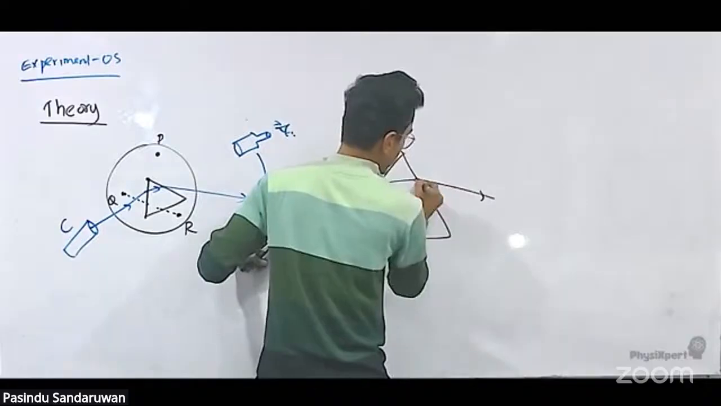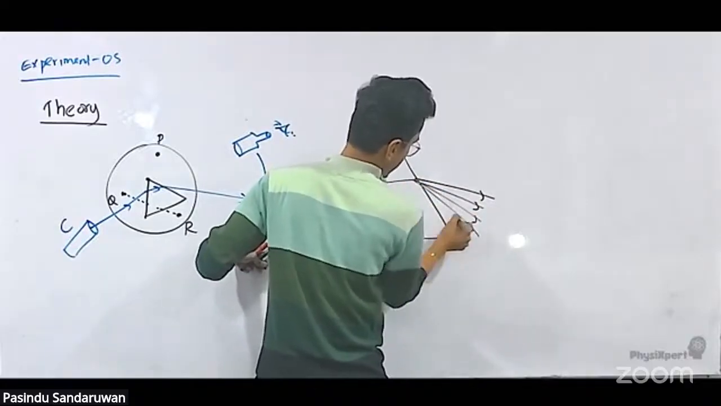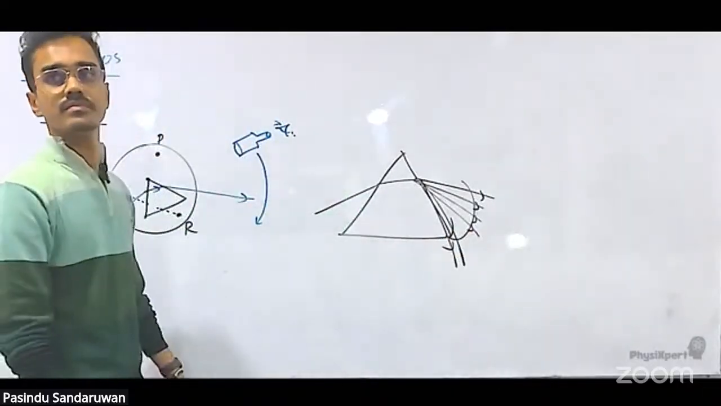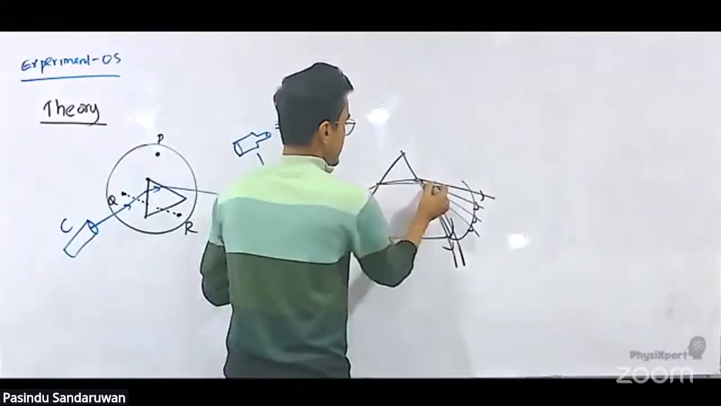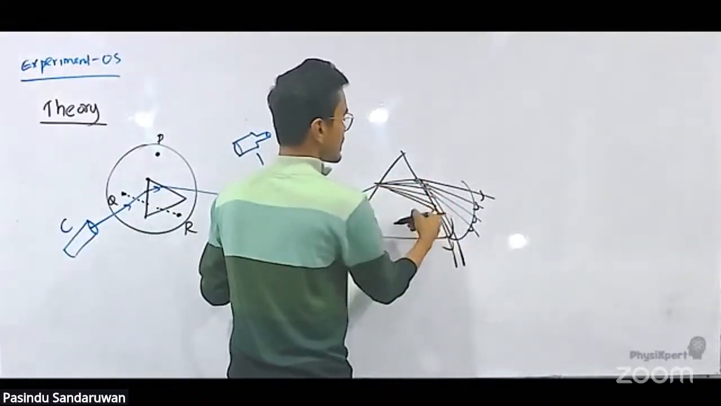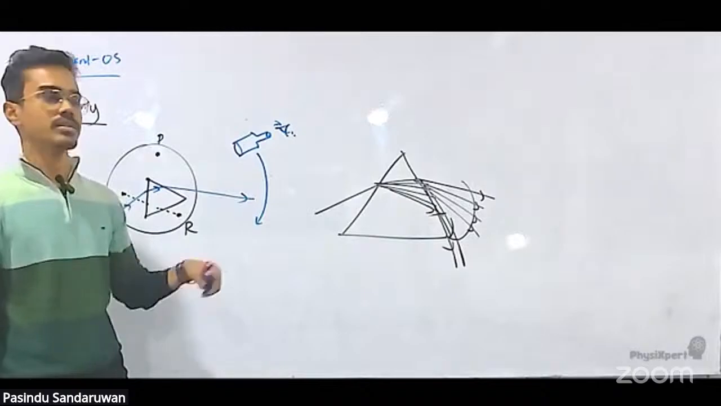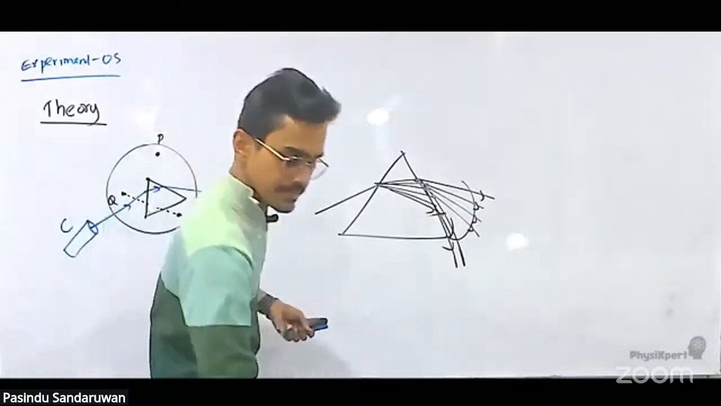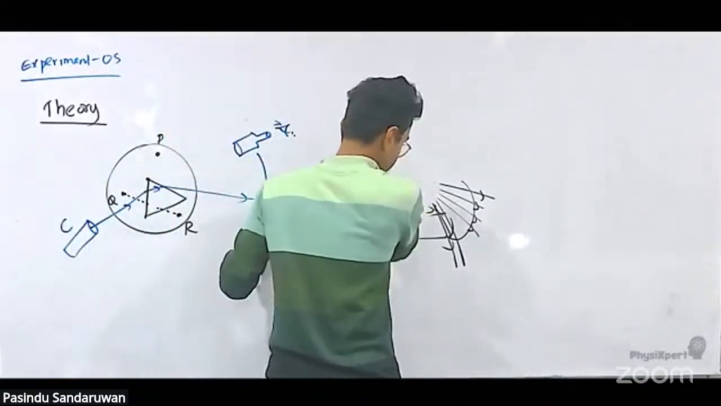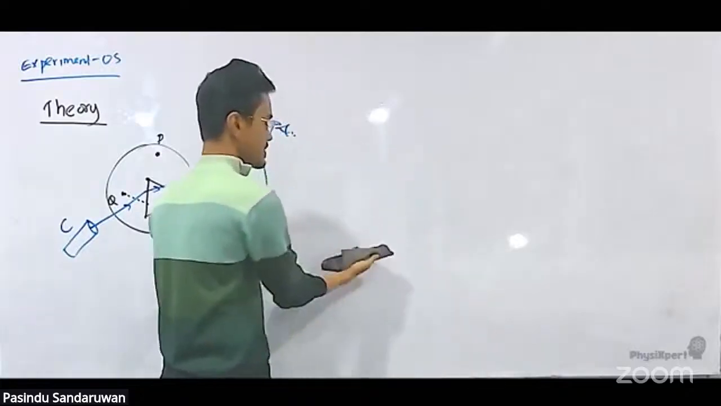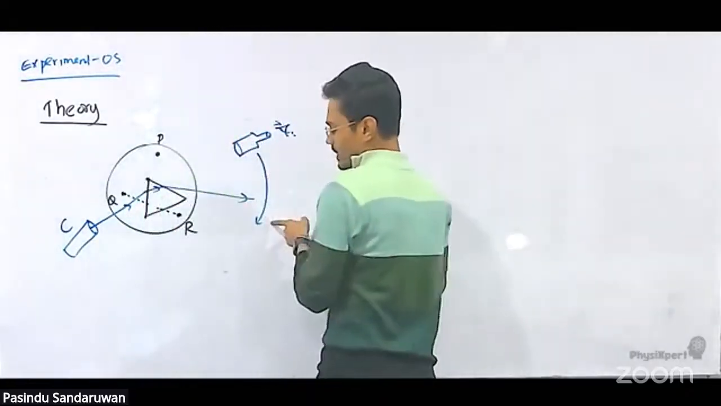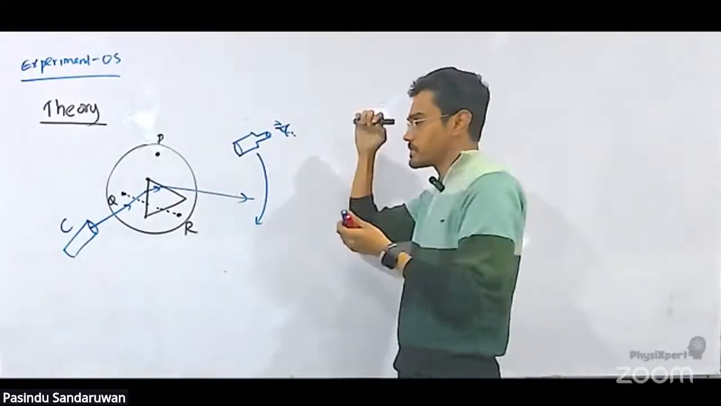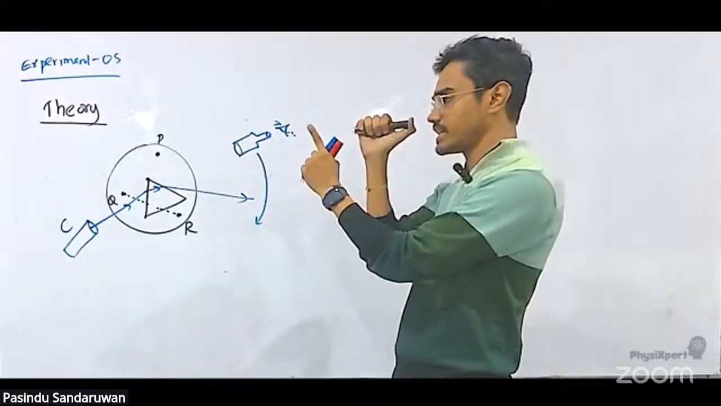Up until the critical angle, we can observe the image. Got it? Then we will see a displacement of the image. And at some point, it starts displacing to the opposite direction.